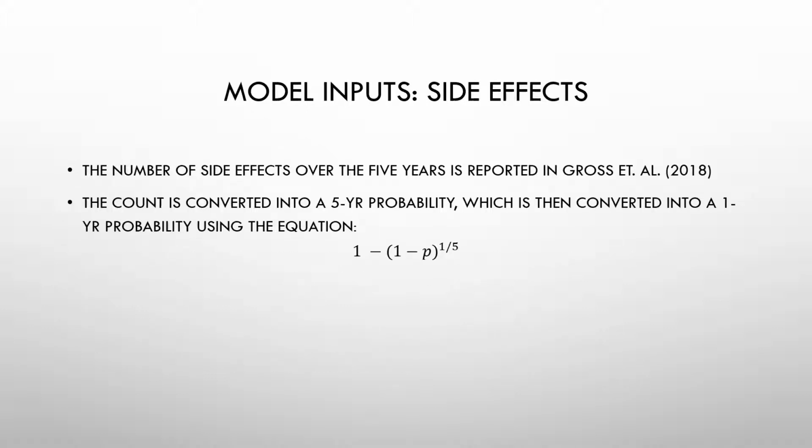The last major input is side effects, and the number of side effects over the 5 years is reported in the clinical trial. This is converted to a 5-year probability, and then using the equation shown, that is converted into a 1-year probability.